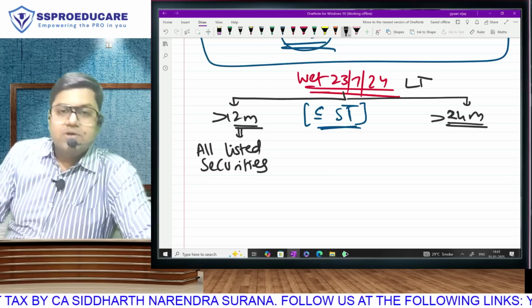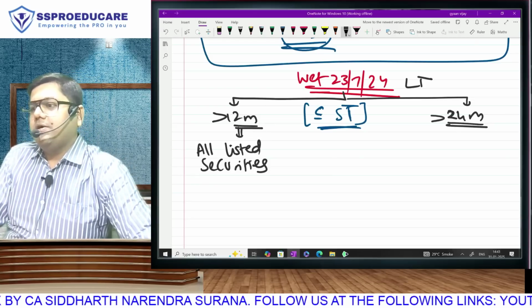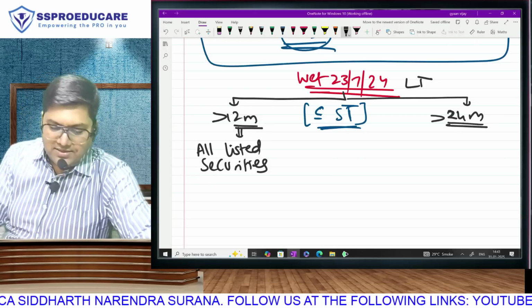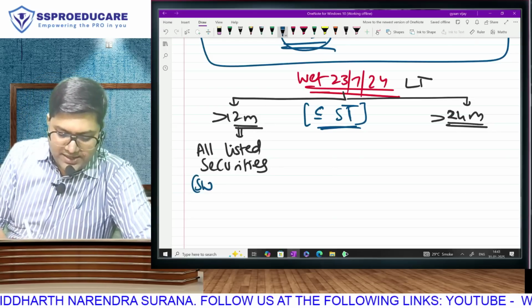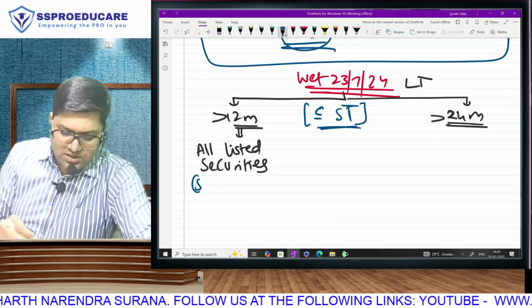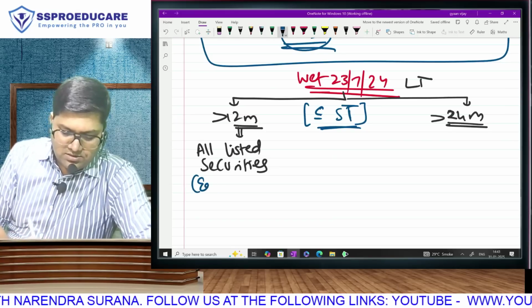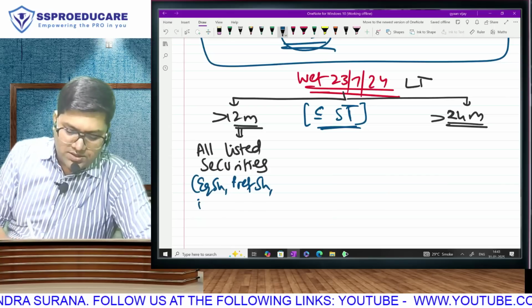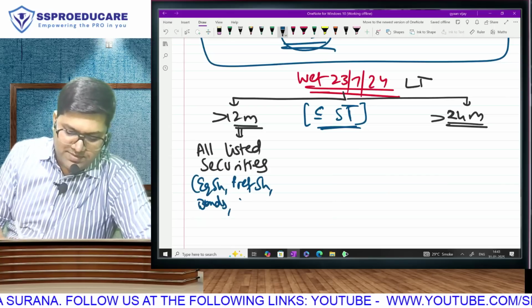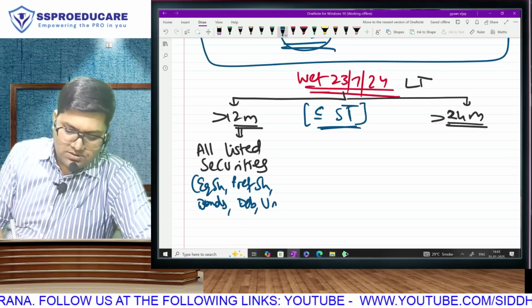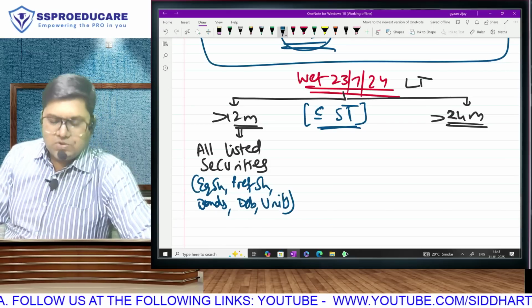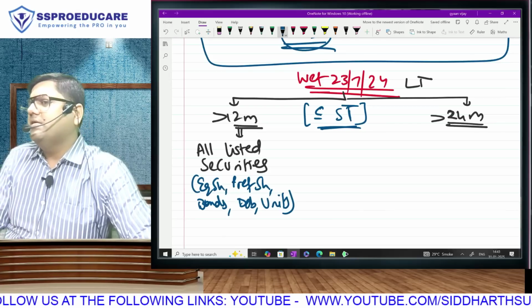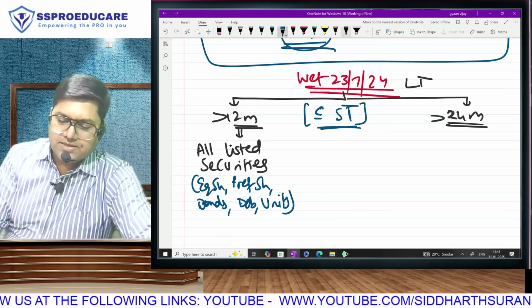All kinds of listed securities, whether the security is equity shares, preference shares, bonds, debentures, or units, all listed securities we will cover in 12 months and that's it.